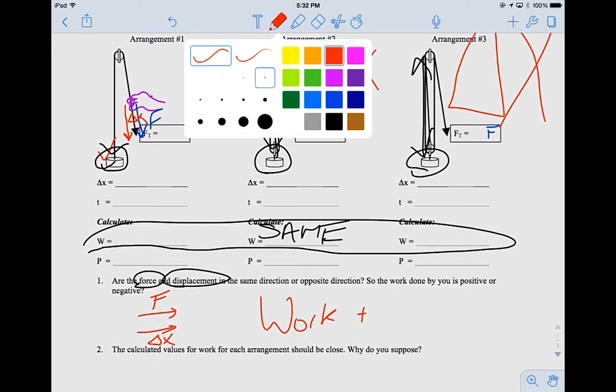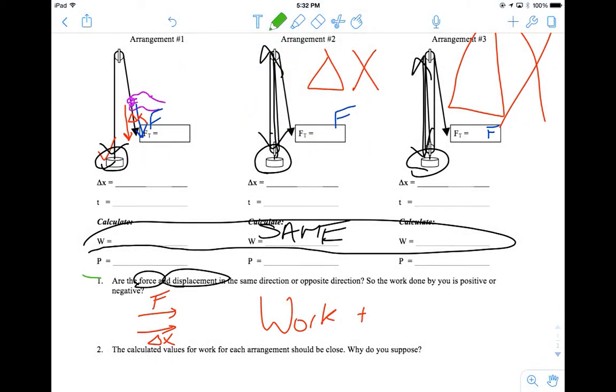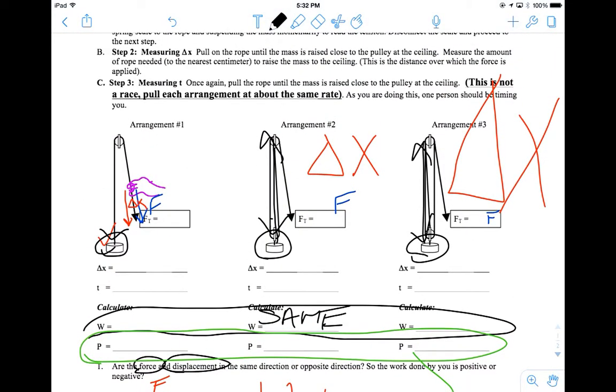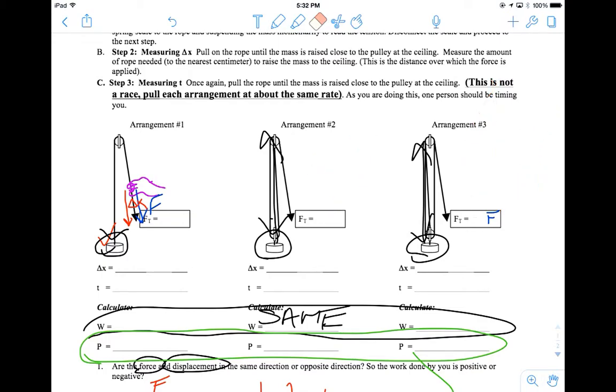So now let's see if we can start to look at what happened from a power standpoint. For power, we know power is equal to work over time. I know from this that my work stayed the same for each one. So let's see if we can start to look at that. Let me erase some of this. Power equals work over time.